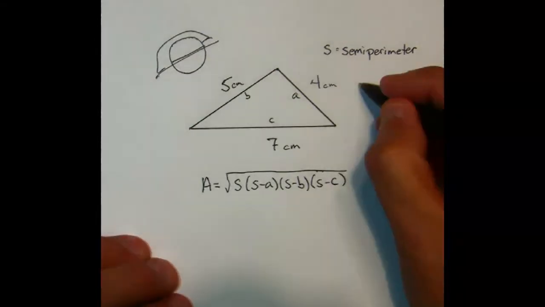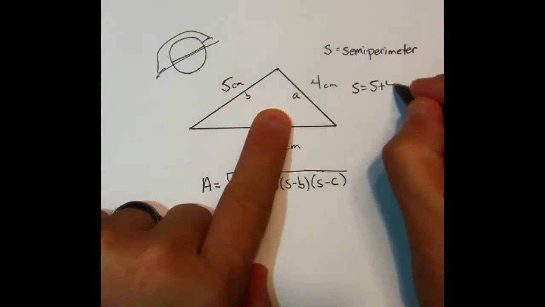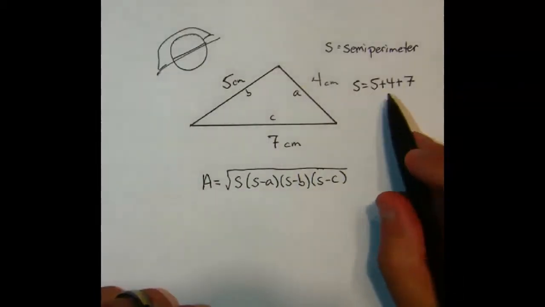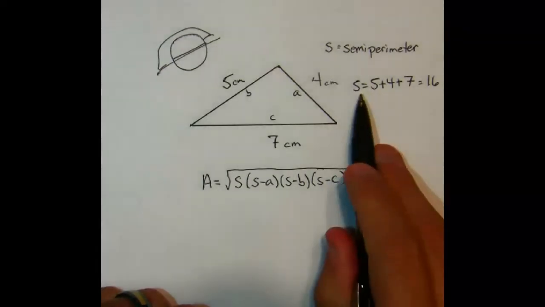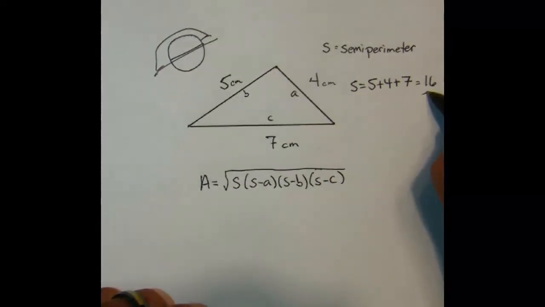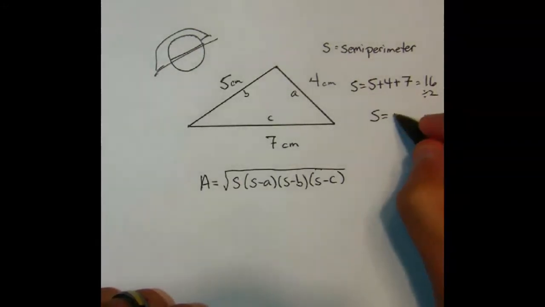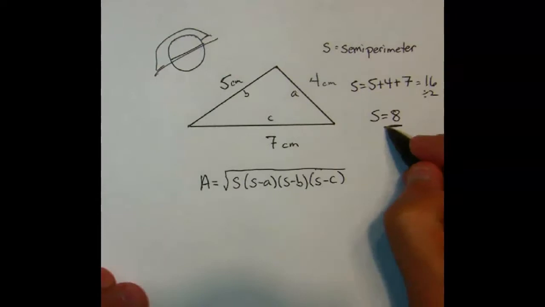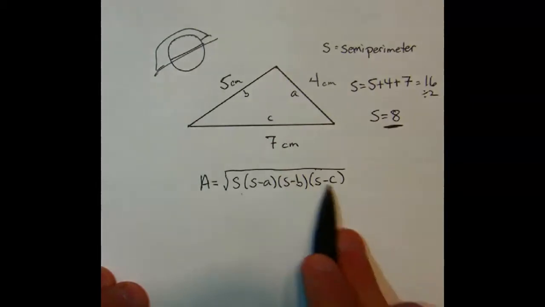So let's find S. S is equal to 5 plus 4 plus 7. 5 plus 4, 9 plus 7 is 16. Alright, but that is the whole perimeter. I need semi-perimeter. So please don't forget to divide by 2. When you divide by 2, the semi-perimeter will be 8 in this case. Now I have everything I need. S is 8, A is 4, B is 5, and C is 7.